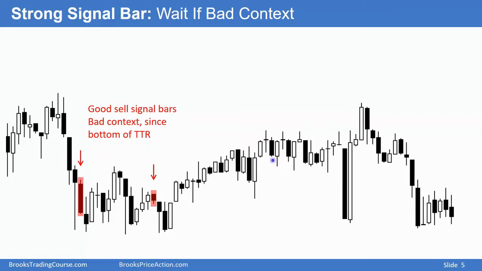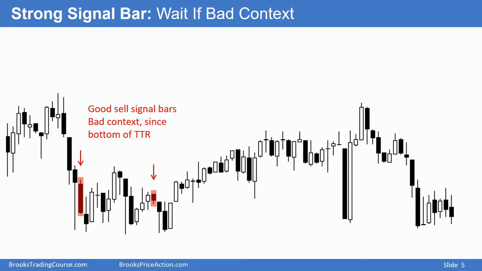Good looking sell signal bars at the bottom of a trading range are a low probability bet. Likewise, good looking bull bars here, but look to the left. A lot of trading range price action. Where are the consecutive big bull trend bars? We have a couple here, but since then, the bull bars have been small and have been followed by bear bars. So betting that this is the start of a bull trend is a low probability bet.